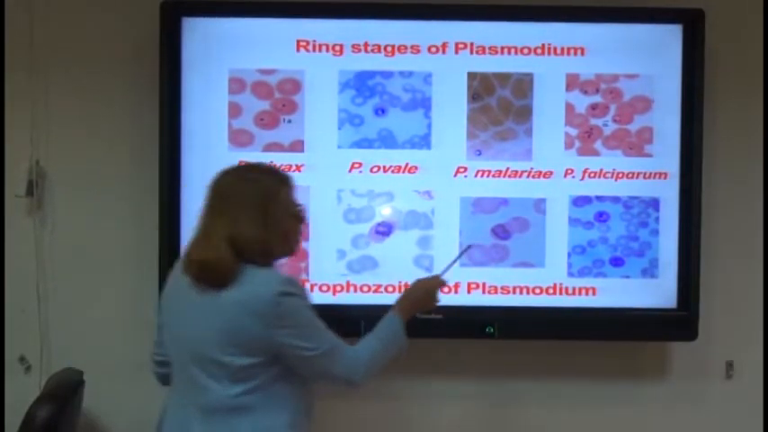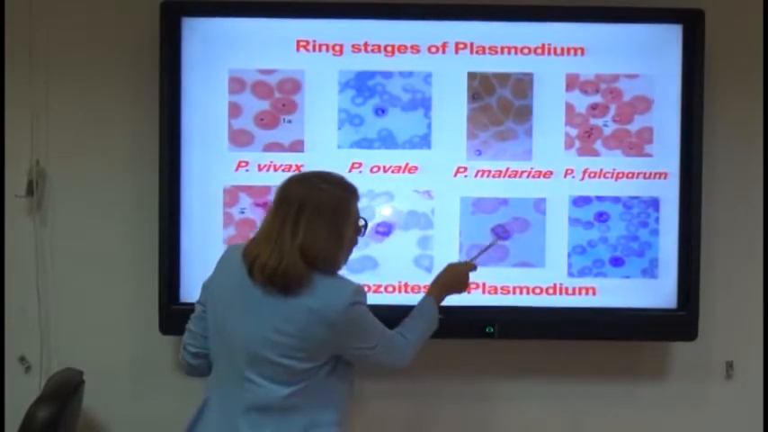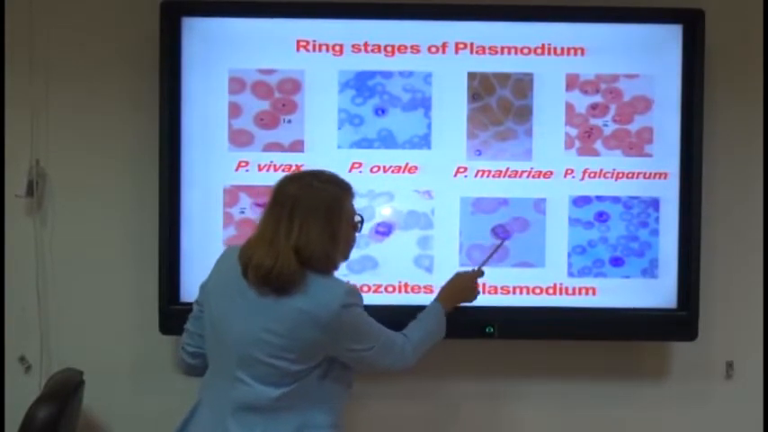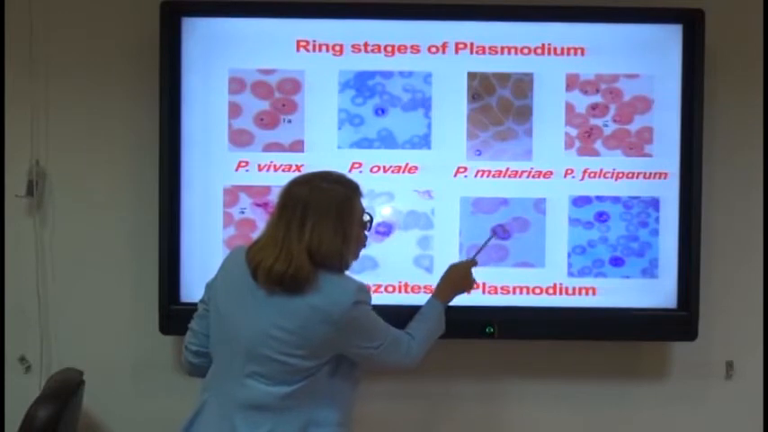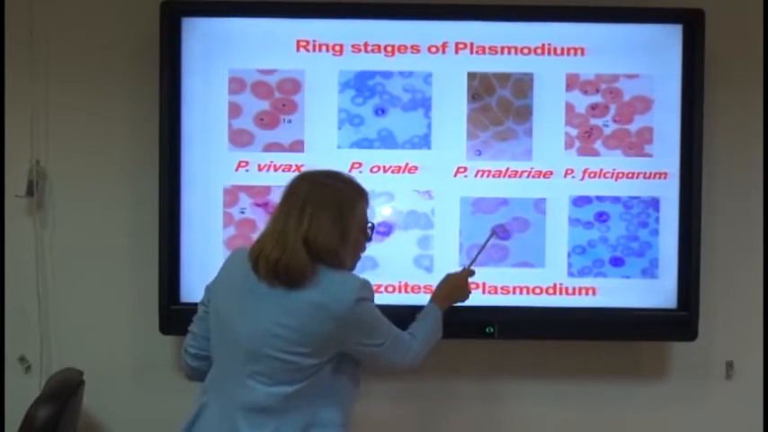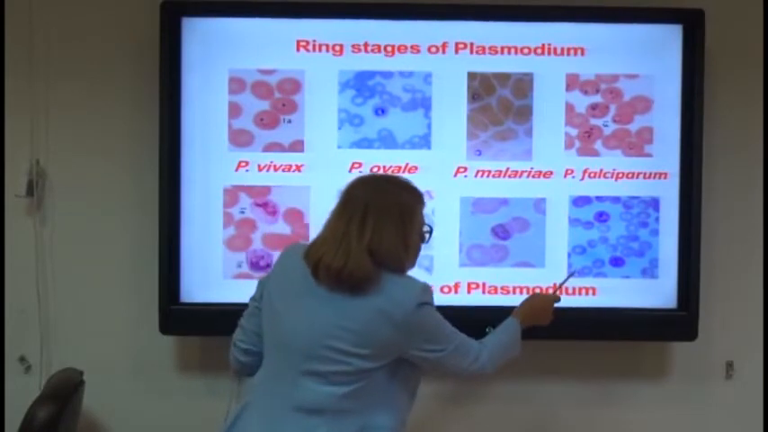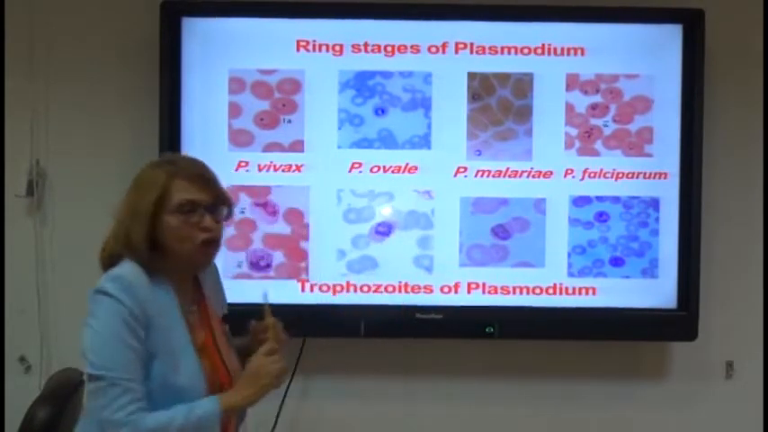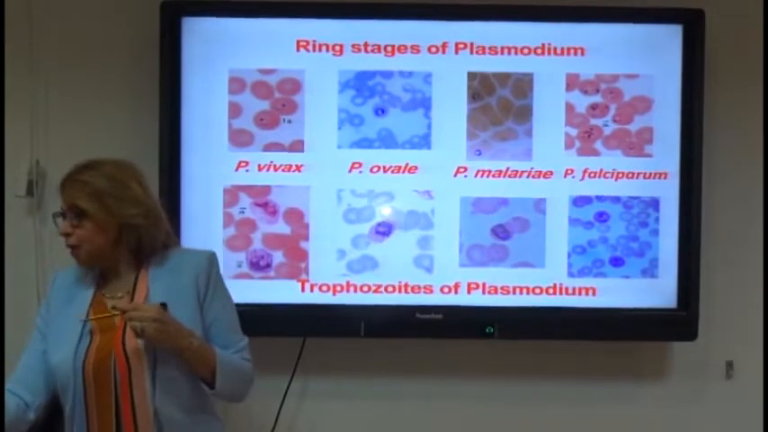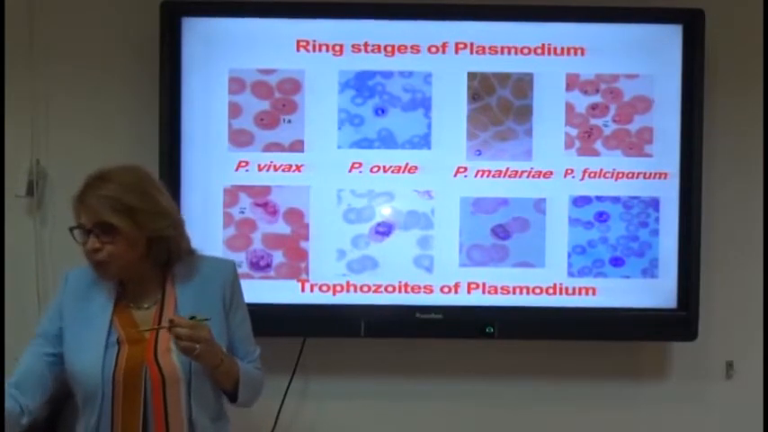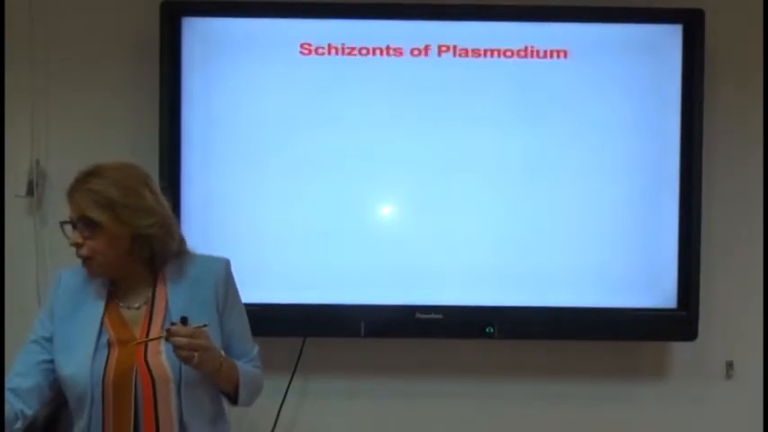In malariae, it is sometimes compact and band-shaped, and it contains the hemozoin pigment. Here the hemozoin pigment is very evident. This is not seen: the trophozoite of falciparum is not seen in the peripheral blood.